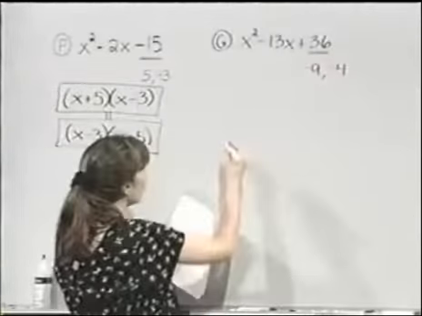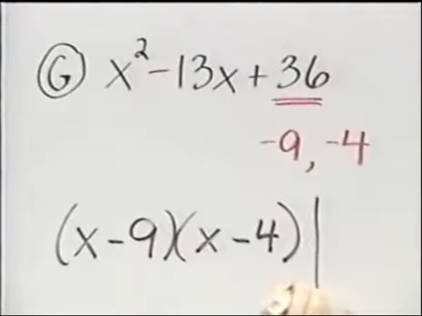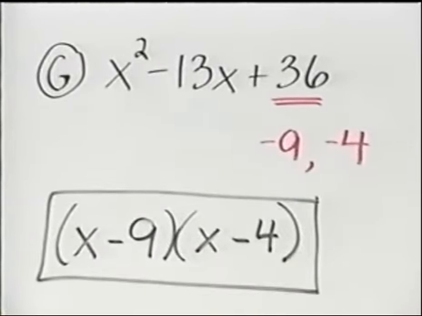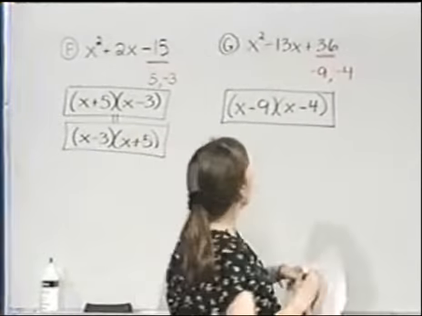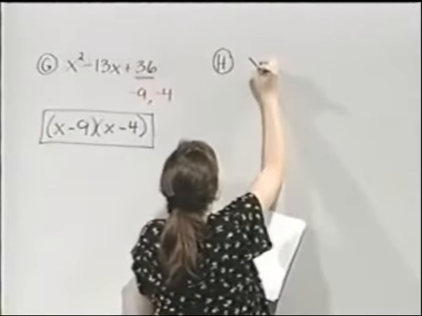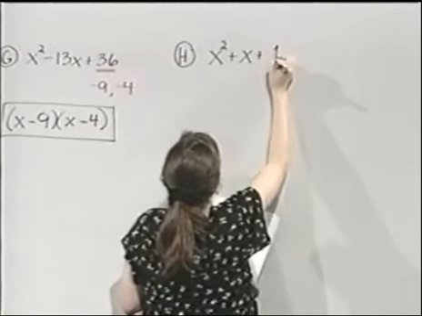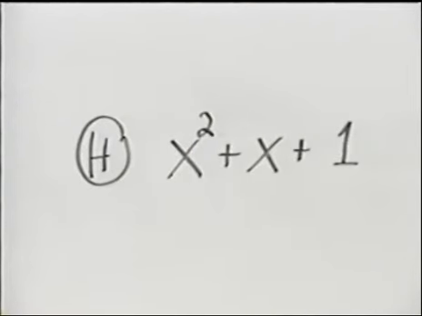And so this polynomial should be factored as x minus 9 times x minus 4. And that should work there. x minus 9 times x minus 4. And let's look at one more tricky polynomial here. Let's look at H. Let's take the polynomial x squared plus x plus 1.